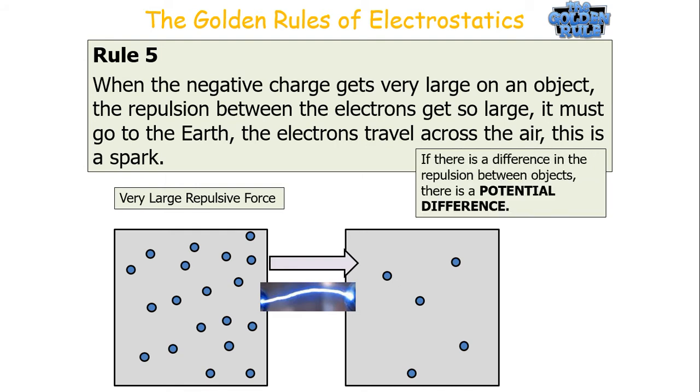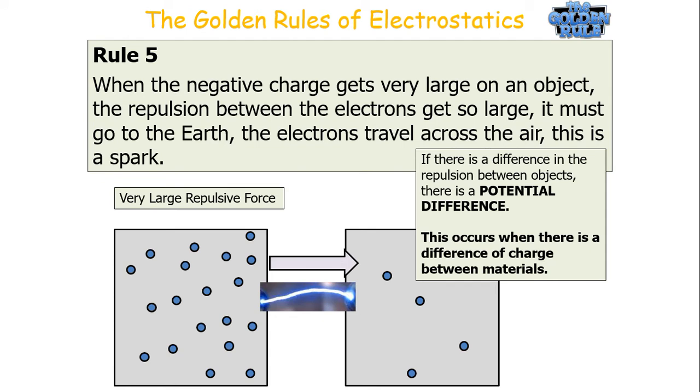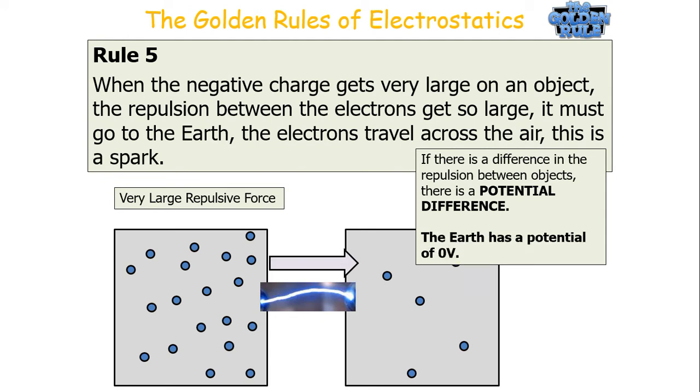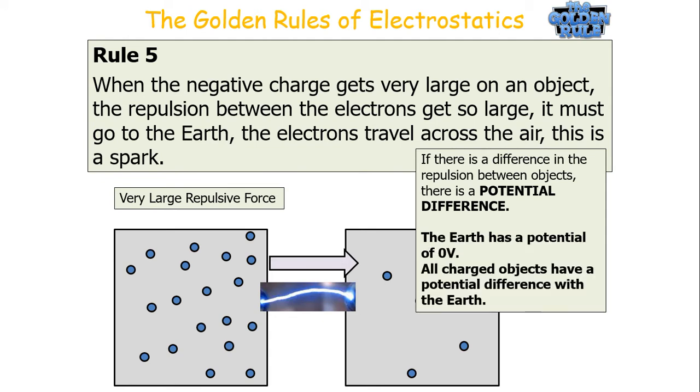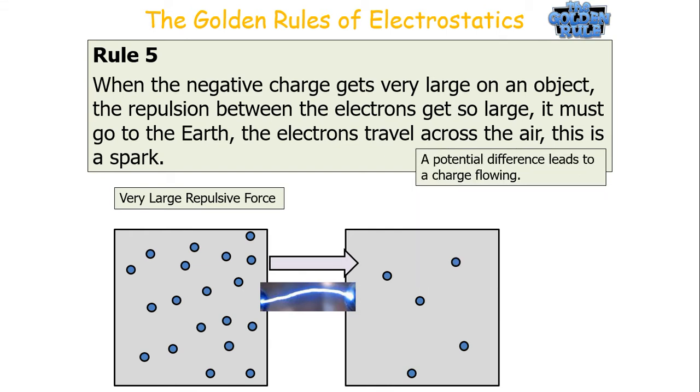Now, if there's a difference in the charge between the objects, we've got a potential difference. This occurs when there's a difference of charge. So the Earth has a potential of 0 volts, and all charged objects have a potential difference with the Earth.